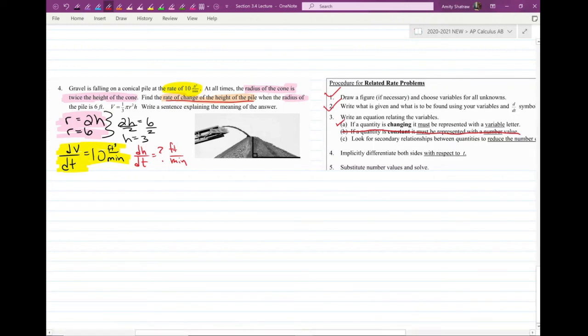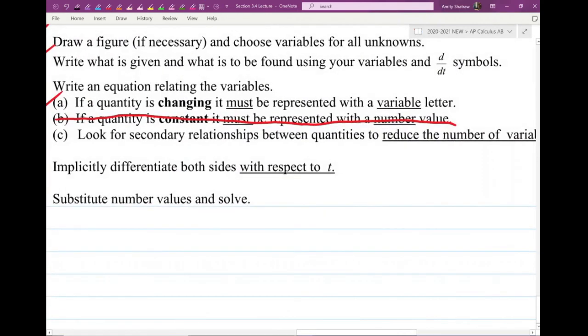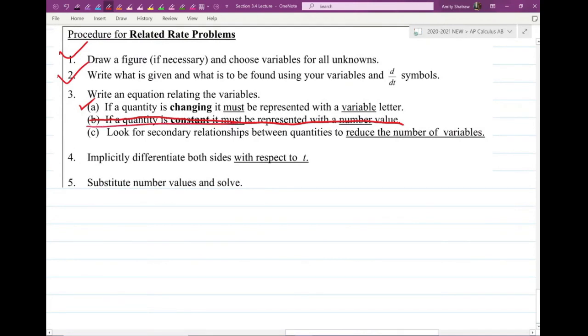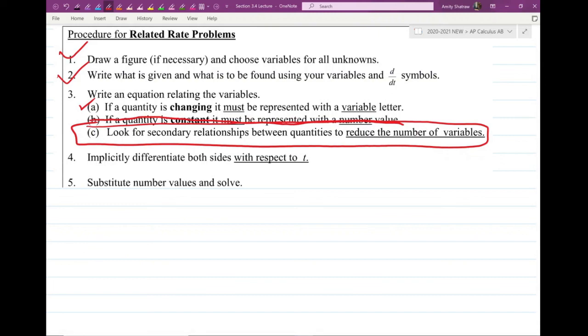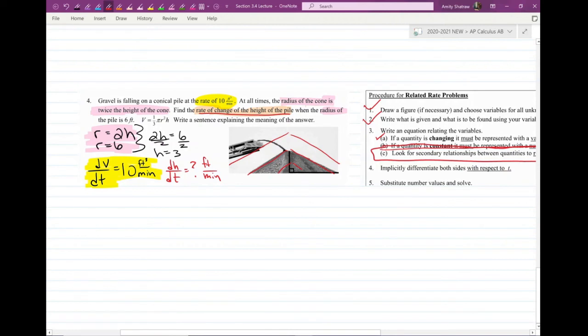The other example where we had that windlass attached to a pole, that length was never changing. Here, at one moment I had a very small cone, then a bigger cone, and eventually an even bigger cone. The volume, the radius, the height, they will always be changing. But here is something that I do definitely have. Ready? Look for secondary relationships between quantities to reduce the number of variables. I know that I can relate the radius to the height because I've already done that. This is step 3C, where I know that the radius is equal to 2 times the height.